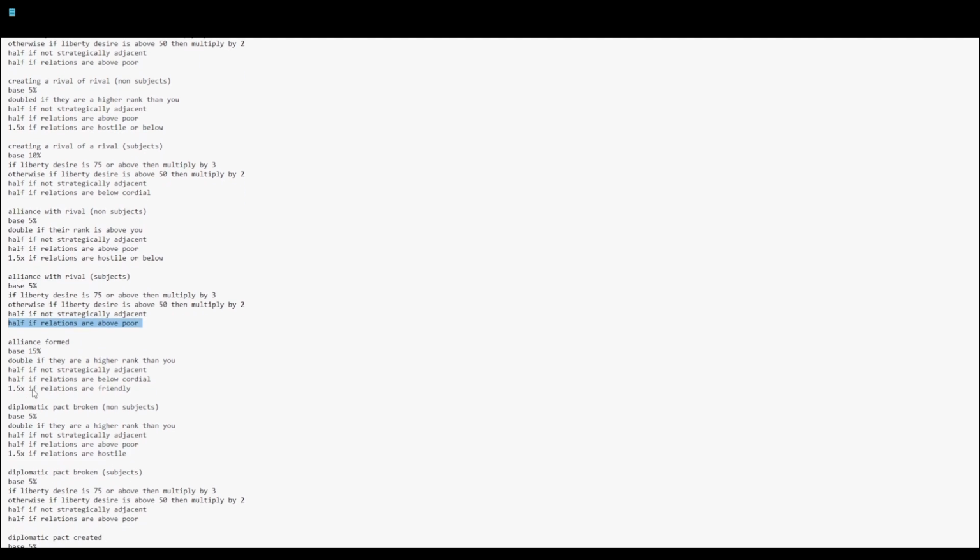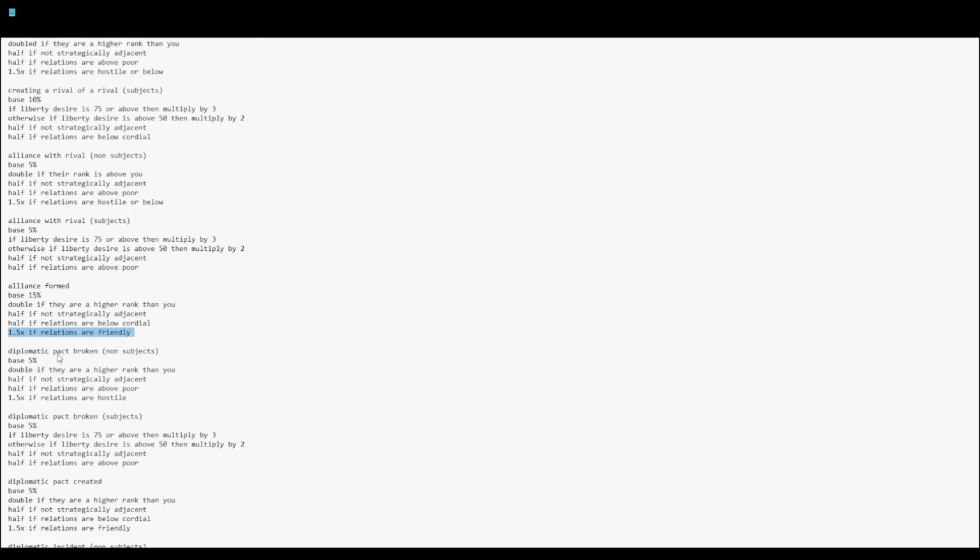Alliance formed. This is a 15% chance of giving you a positive lobby. Double if they're a higher rank than you, half if not strategically adjacent, half if relations are below cordial, 1.5 times if relations are friendly.